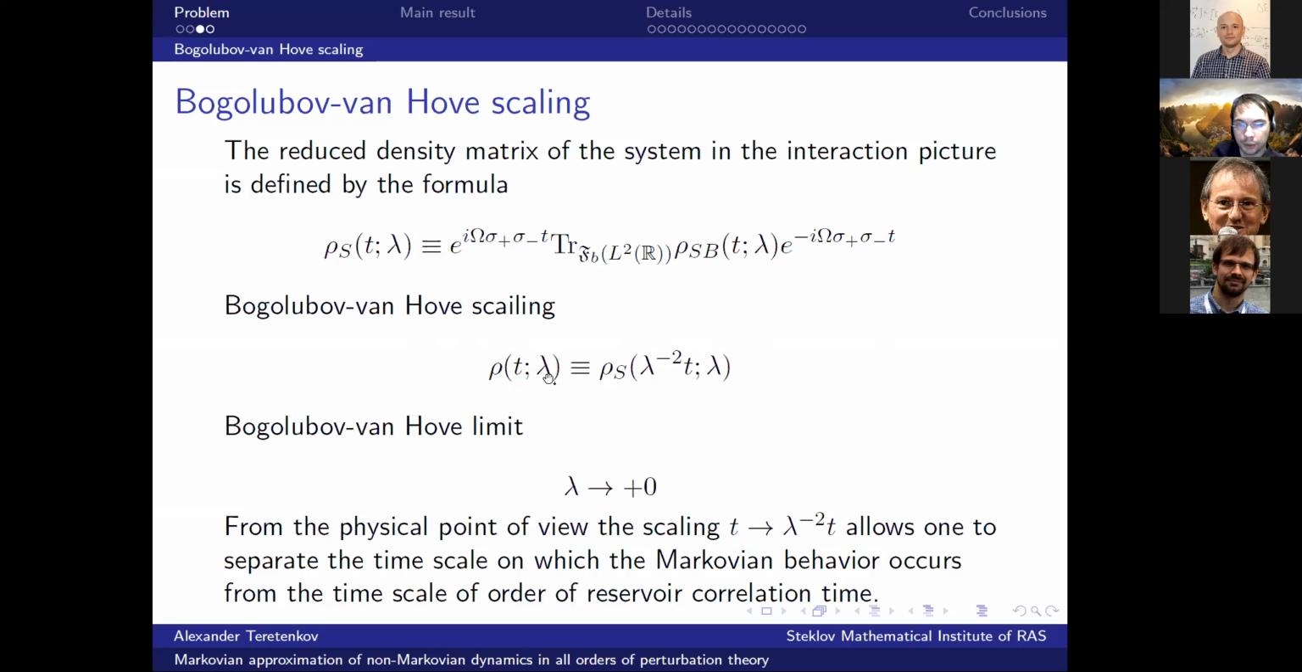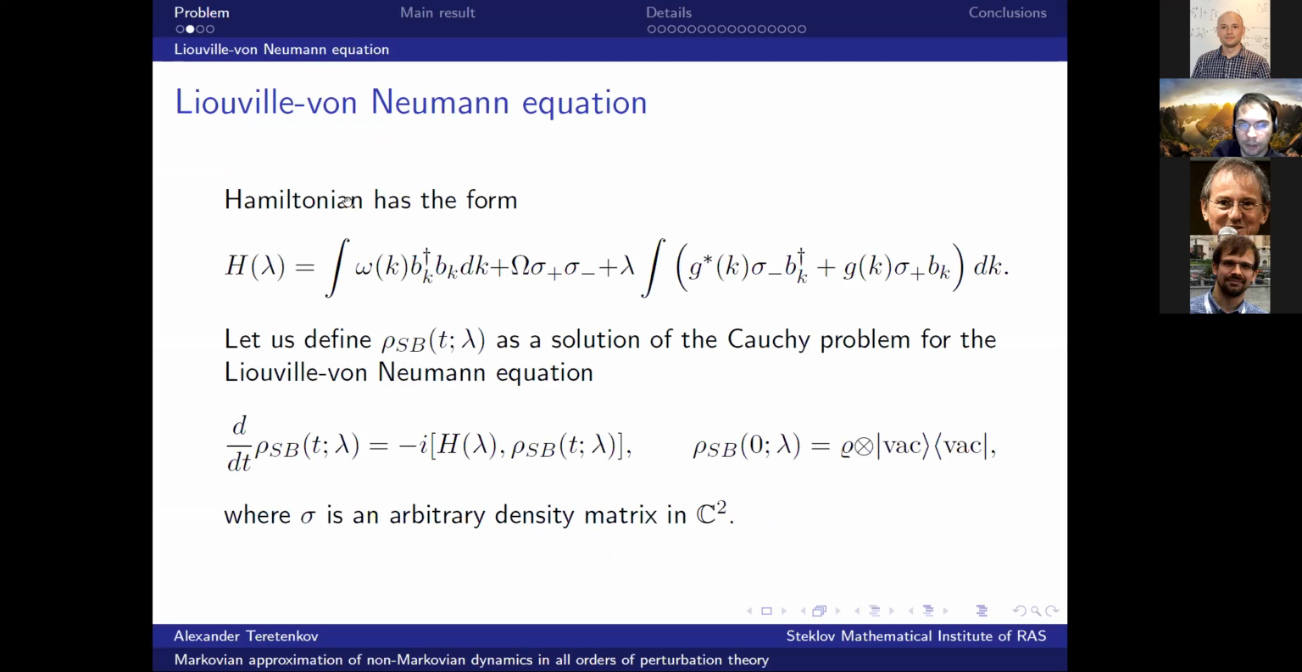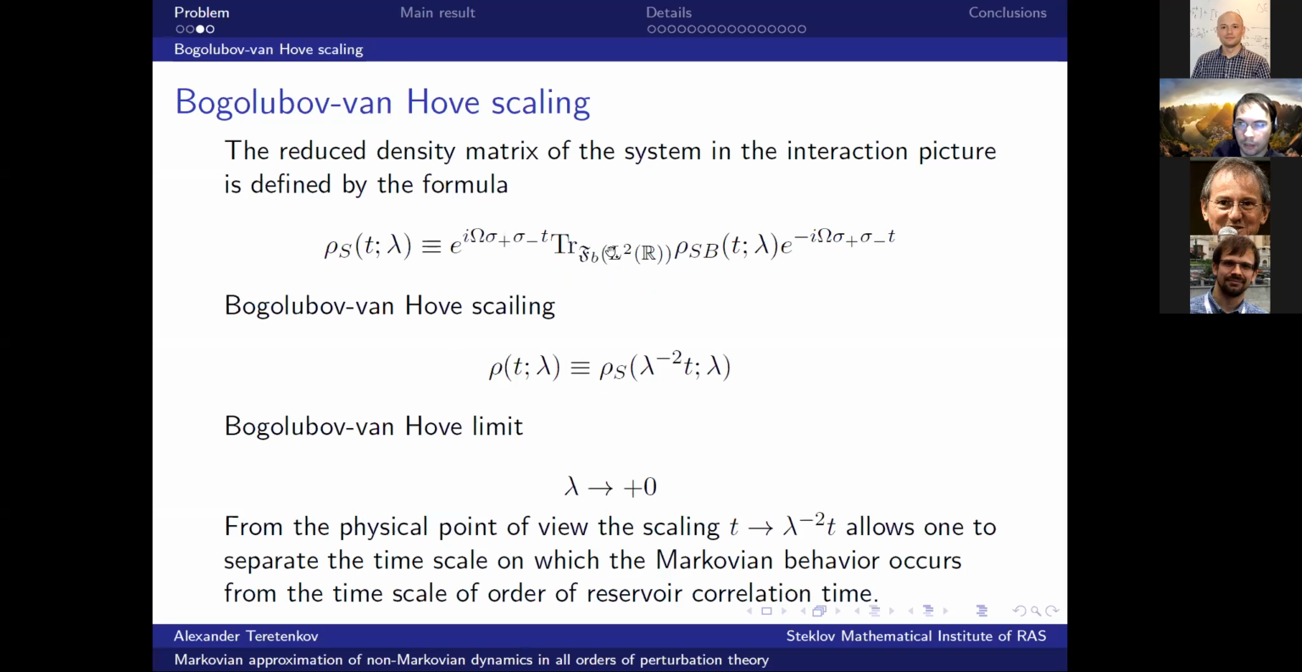And then I introduce the rescaled reduced density matrix in the interaction picture, which is defined as follows. So I have not only this dependence on lambda defined by the small coupling in the Hamiltonian, but also I have this small parameter in the time, and I work with this rescaled matrix. The dynamics of the reduced density matrix with such a rescaling is usually called the Bogolubov-van Hove limit.